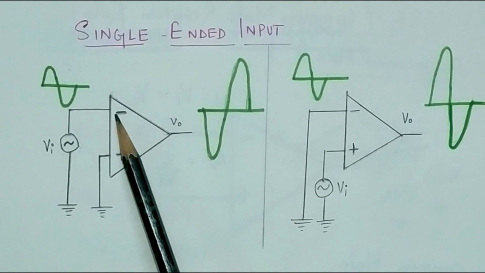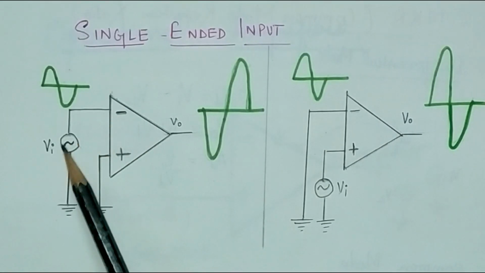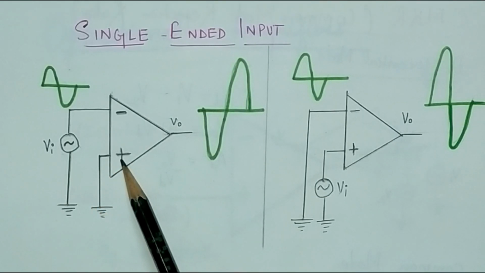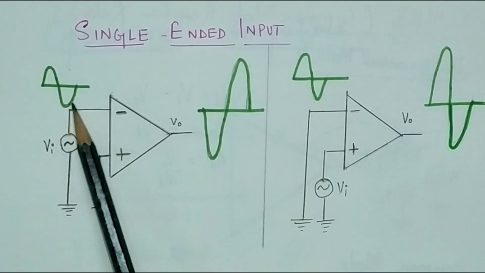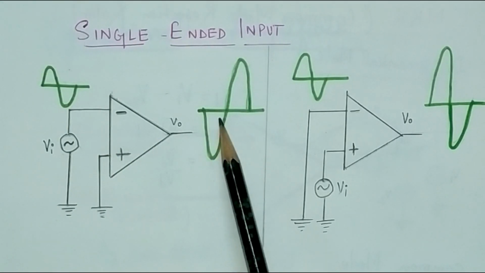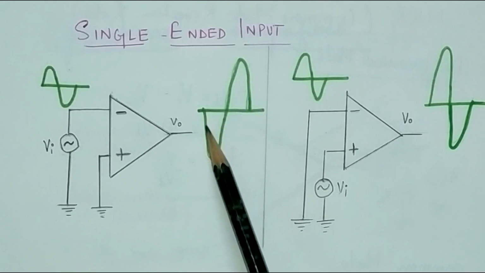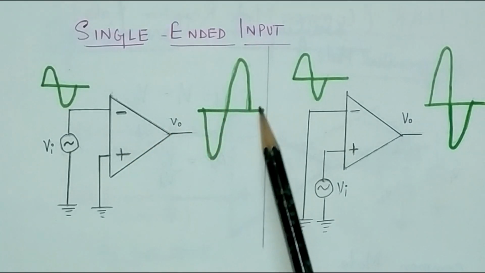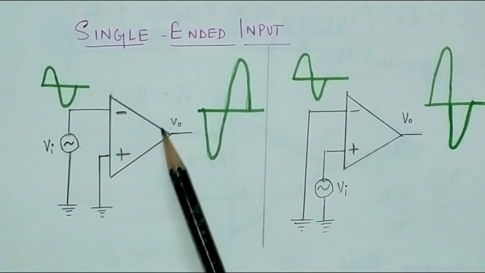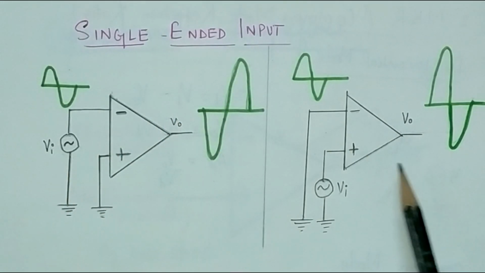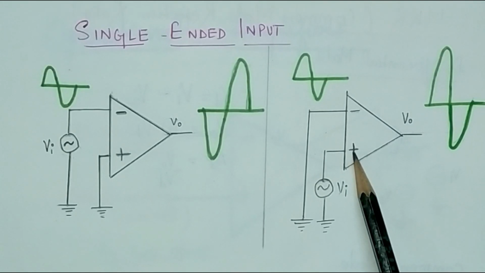We are giving input signal to the inverting terminal, and I am not giving any input signal to the non-inverting terminal. When I give an input signal to the inverting terminal, what output will I obtain? I will get an amplified output, but it will be reversed, or there will be a phase change of 180 degrees. When there is a phase change of 180 degrees of the input signal, it is called an inverting amplifier.